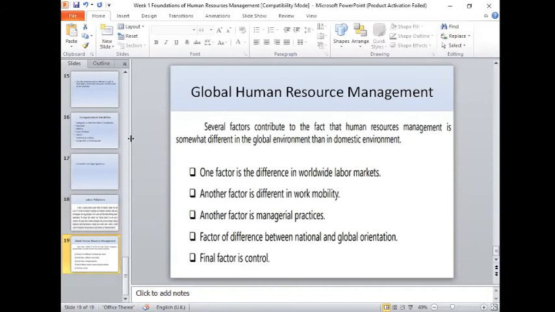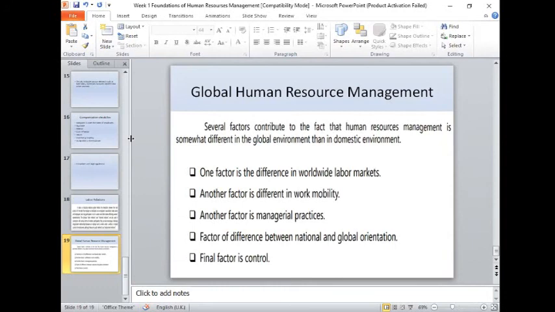And of course, the global human resource management. If we talk about global human resource management, those are functions of management that can be applied all over the world, regardless of the countries. Okay, it's how they conform or apply it in their organization setting. So there are several factors that make human resources management different in the global environment or the domestic environment.